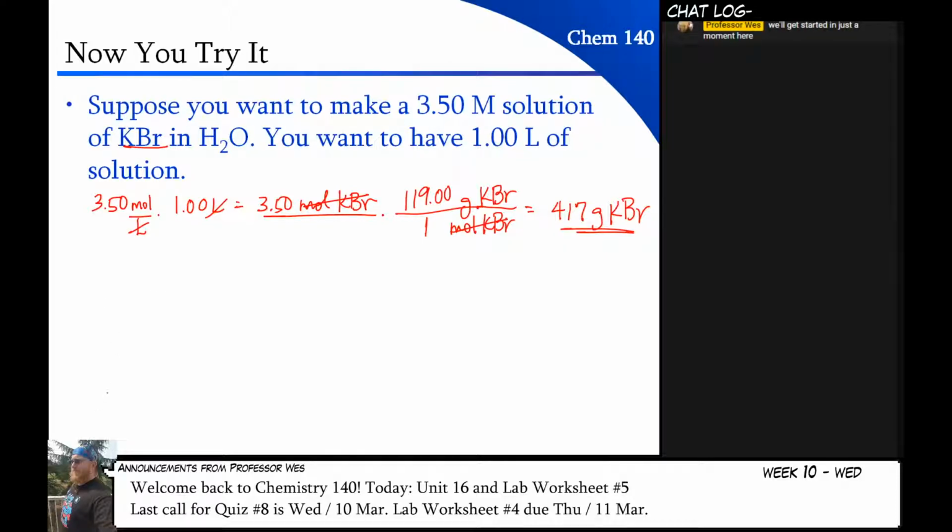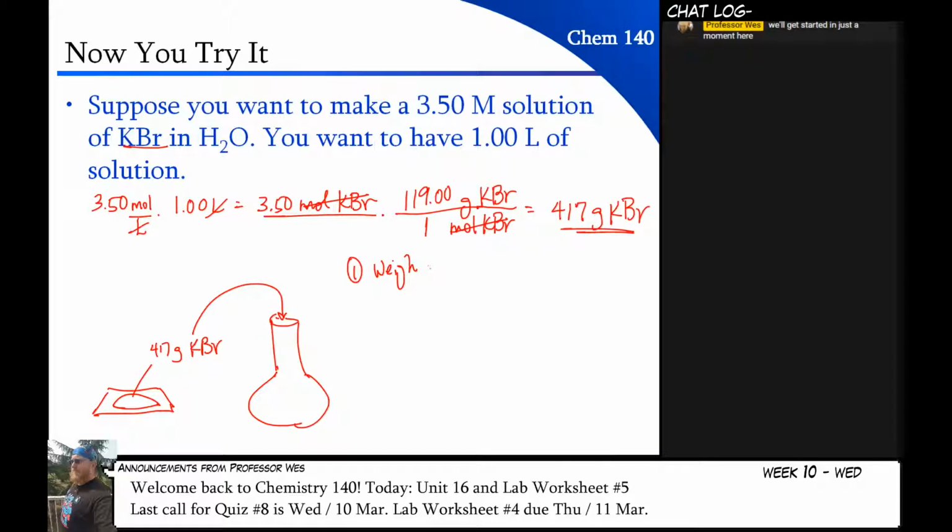So what I'm going to do is I'm going to weigh out in my weighing boat 417 grams of KBr. We're going to put it in the flask. Specifically a volumetric flask, which has a volume of 1 liter.